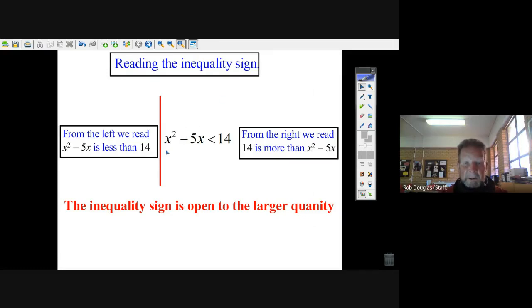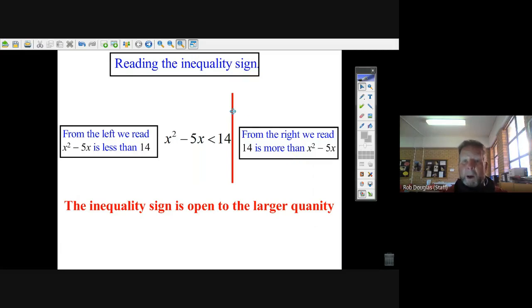If you look at this, it says x squared minus 5x, then it's got this symbol here, and then it says 14. Well, there's a particular way to use this symbol, and it depends which side you start on. If we start from the left, it reads x squared minus 5x, and when it's pointy like this, it is less than 14. You have to be able to read it that way, but you also have to be able to see it from the right, because if you don't understand it, you're messed up.